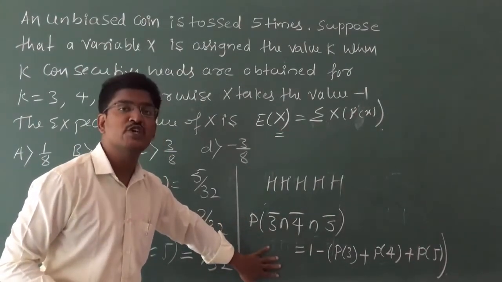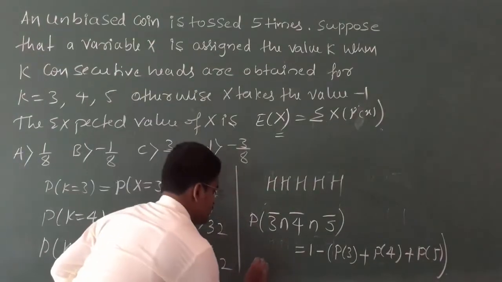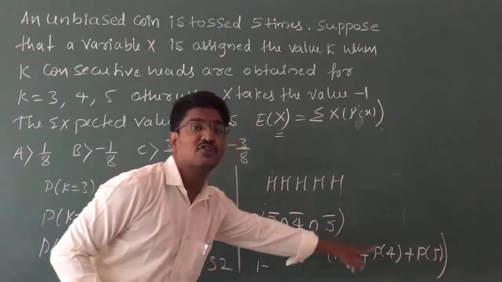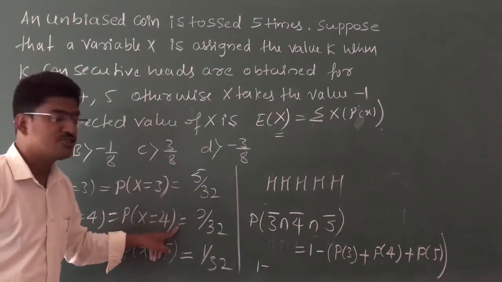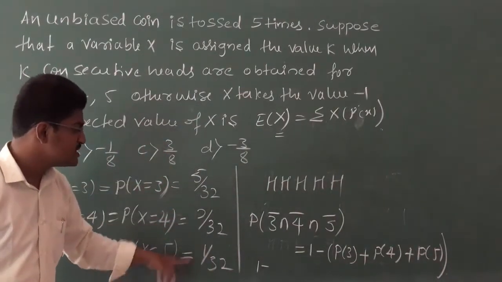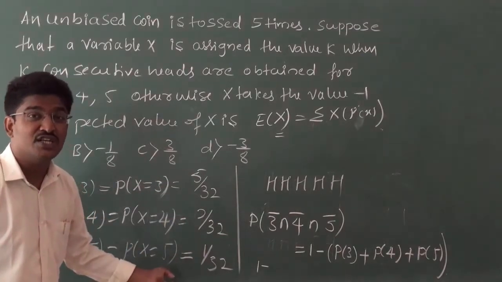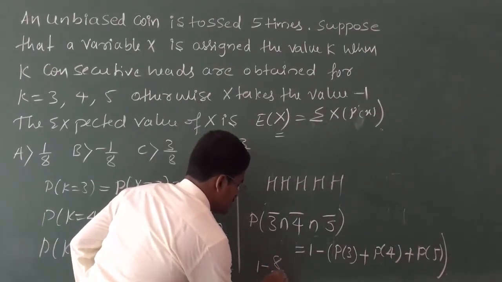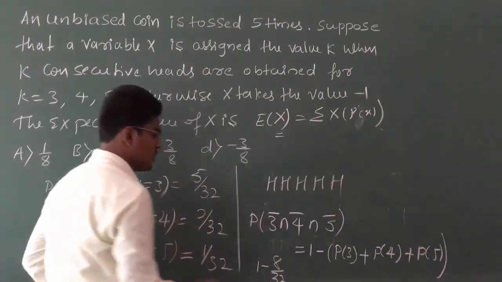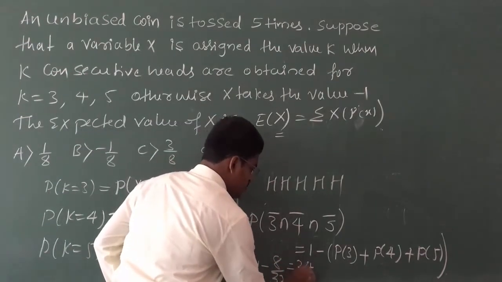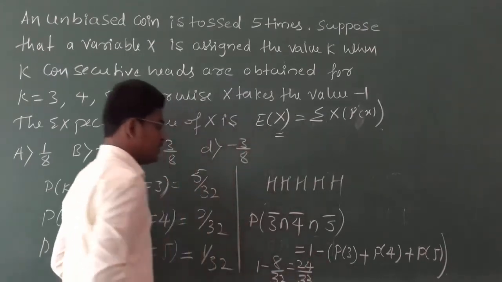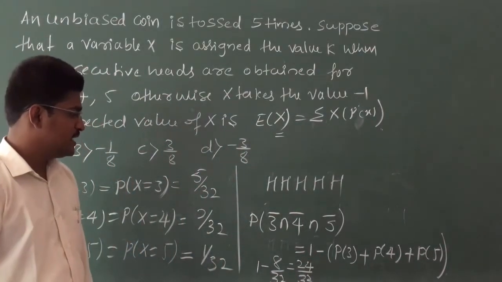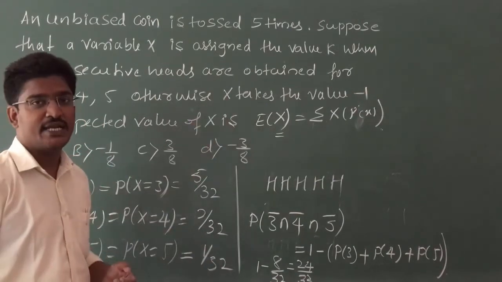Clear? Because this is also expected. So for that reason, it will be 1 minus occurrence of 3 plus occurrence of 4 plus occurrence of 5. If I sum this, it will be 8 by 32. So 1 minus 8 by 32, what does that mean? 24 by 32. So now you can calculate the expected value.